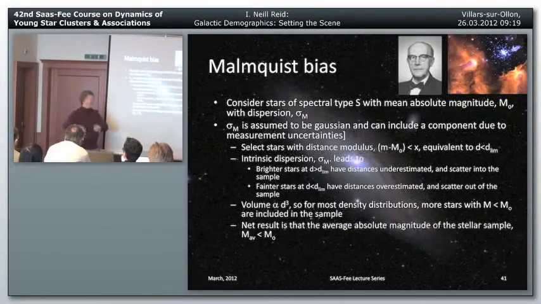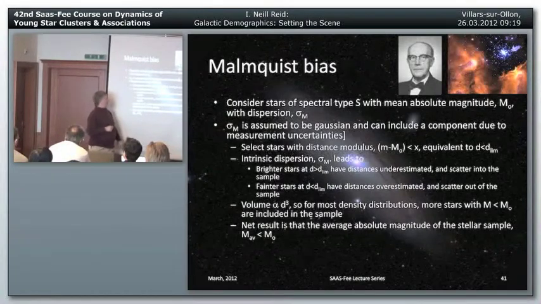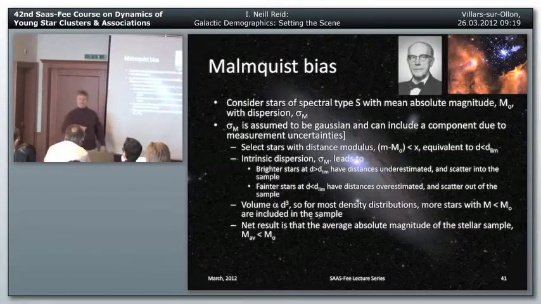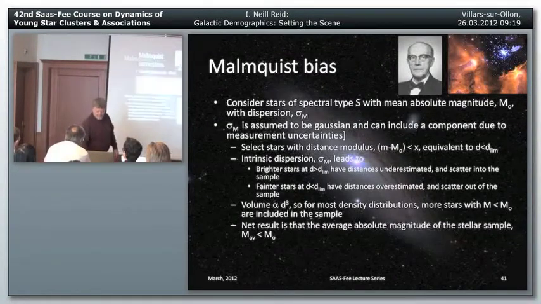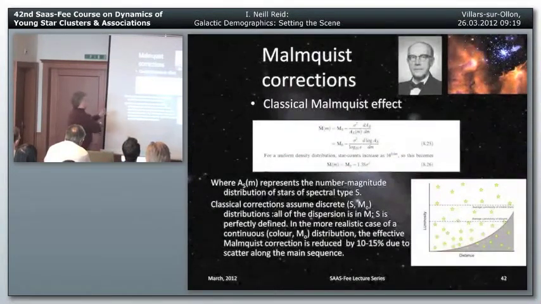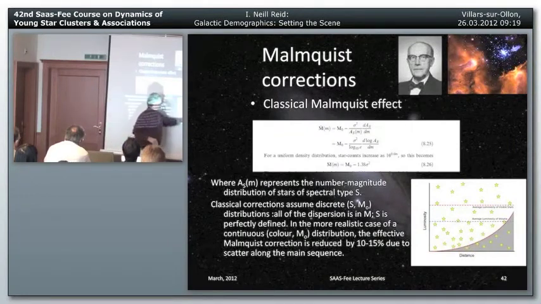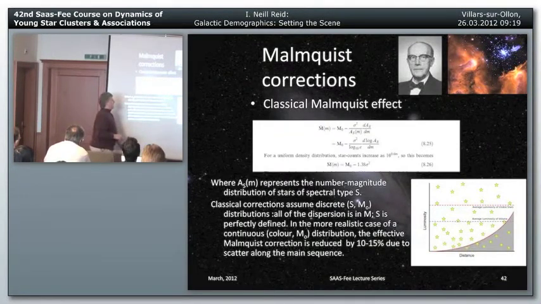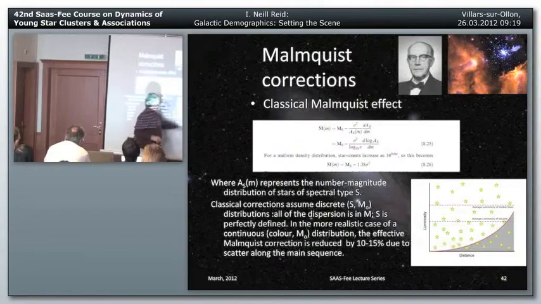It's not a balance. What happens is that the net result is that the average absolute magnitude of the sample is actually going to be fainter than you think it is because of this selection bias. I mean, this plot here perhaps shows what's going on here. Now this is the distance limit that you're putting on the sample.